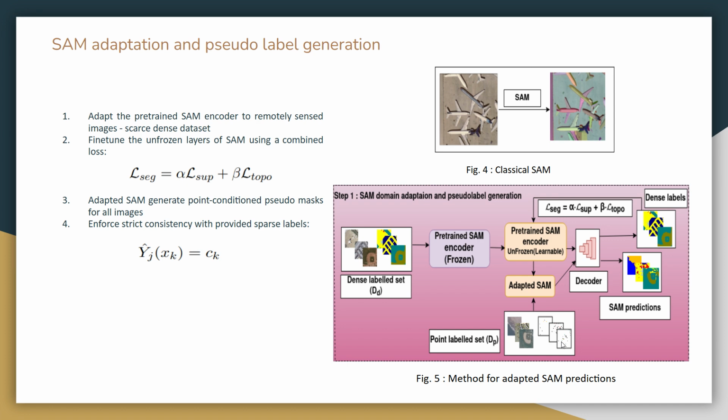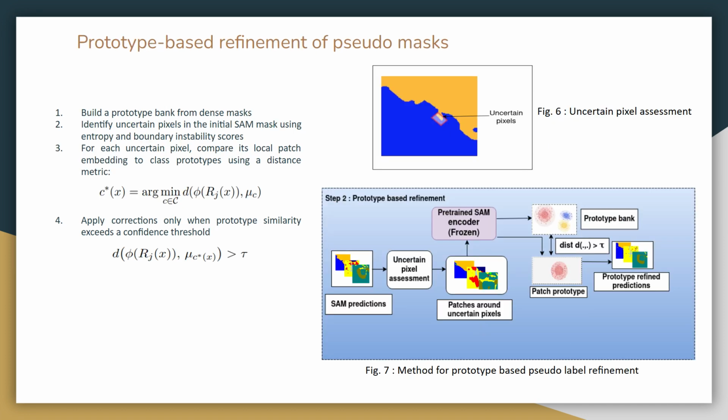Next, we have to refine these pseudo masks. So initial pseudo masks might still contain errors, especially at points that are far from the point prompts. To correct this, we introduce prototype refinement. So from the densely labeled images that we have, we build a prototype bank. This prototype is simply the average feature embedding of a class inside SAM's feature space. So in the prototype bank, we have a prototype of each class.